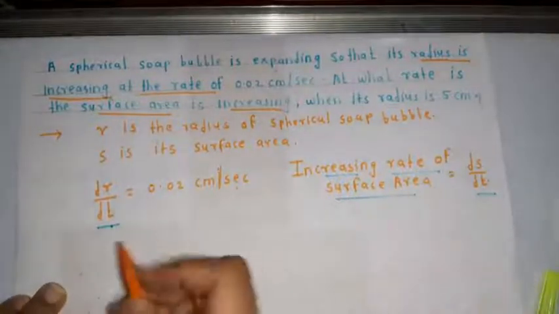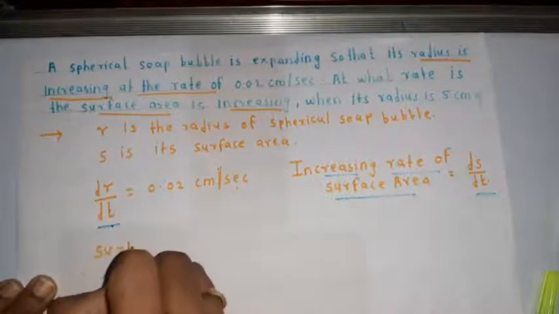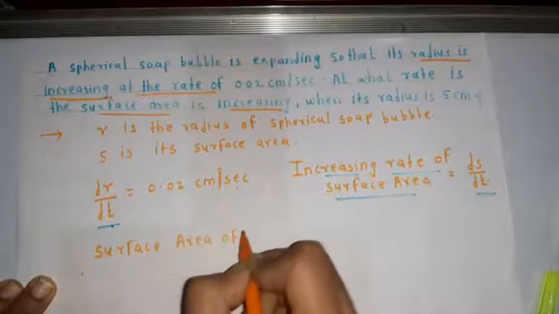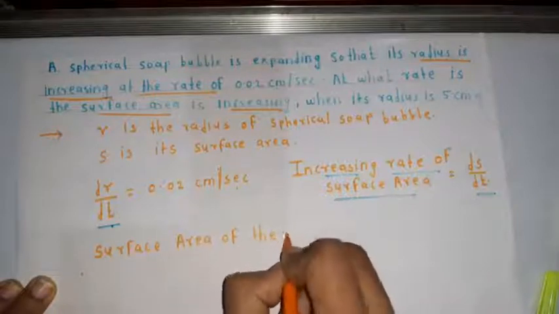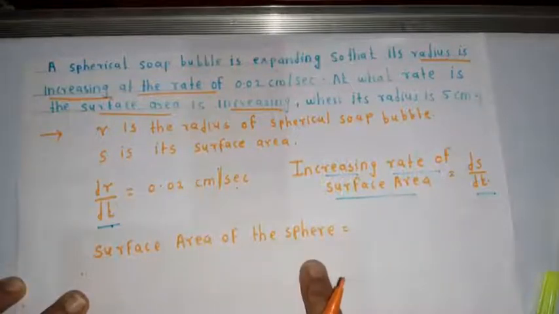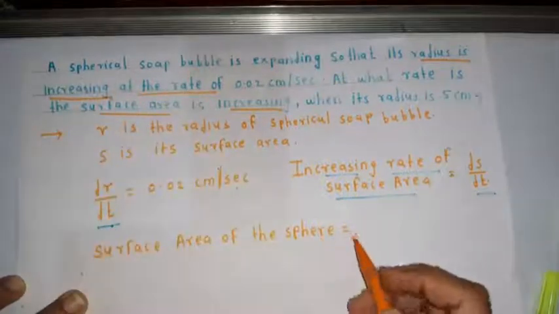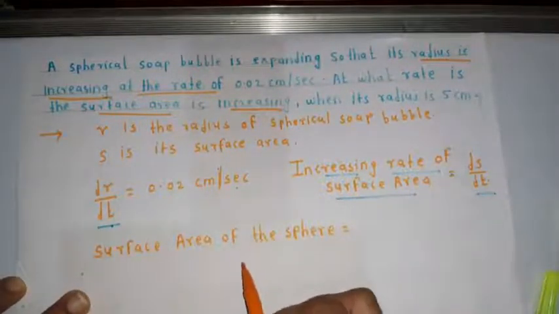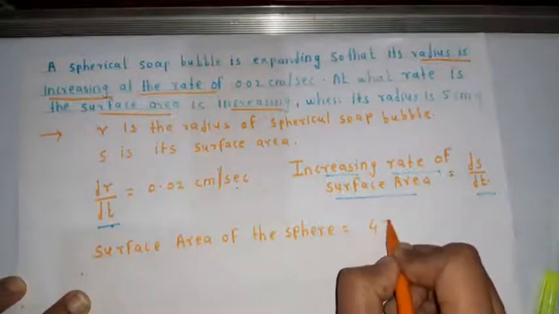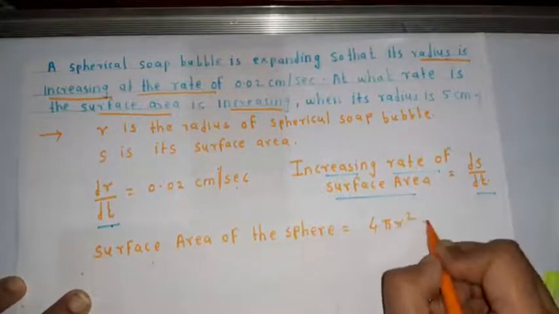First, the surface area of the sphere. Here the surface area of the sphere. Why we have taken the sphere? Because the bubble is of spherical shape. What is the formula for this? The surface area of spherical bubble is given by 4 pi r square. Okay, that is equal to S.